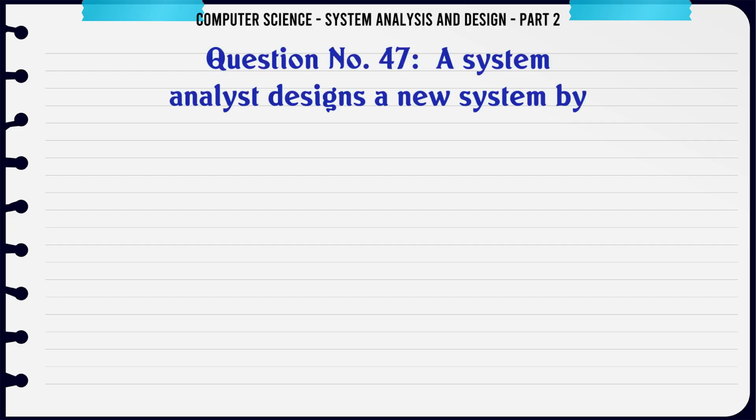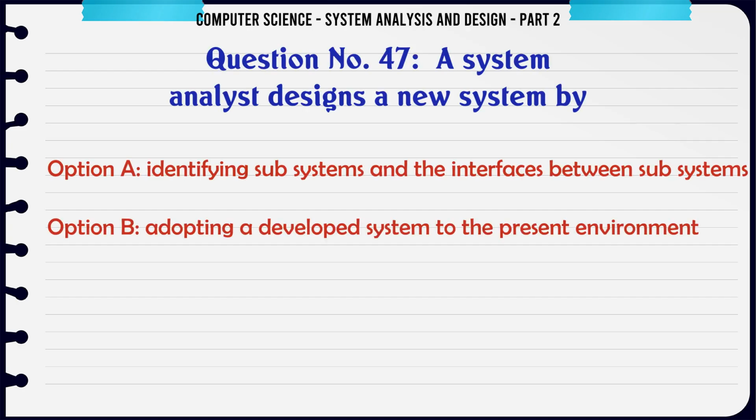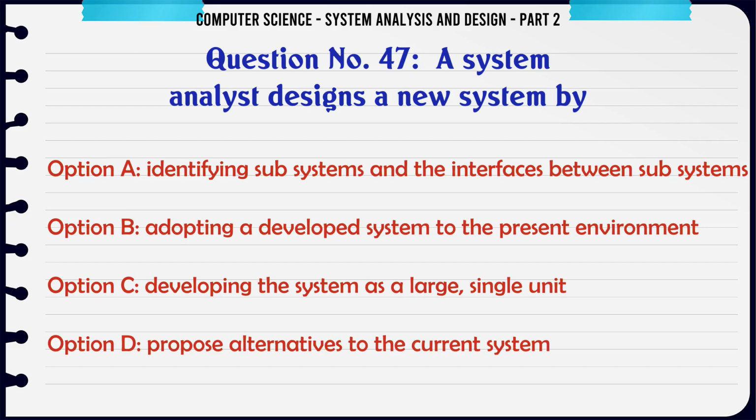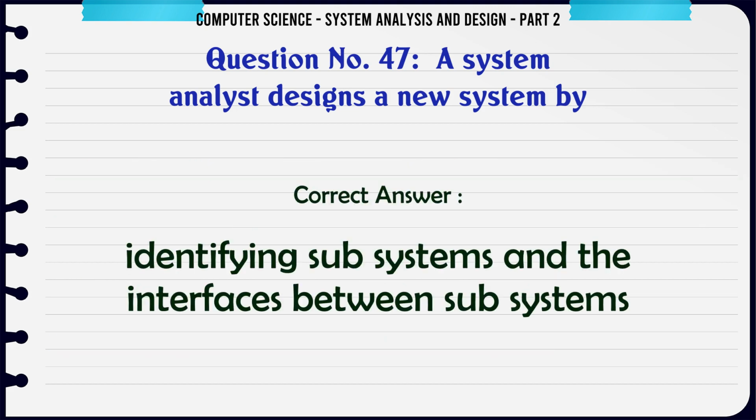A system analyst designs a new system by A. Identifying subsystems and the interfaces between subsystems, B. Adopting a developed system to the present environment, C. Developing the system as a large single unit, D. Proposing alternatives to the current system. The correct answer is identifying subsystems and the interfaces between subsystems.